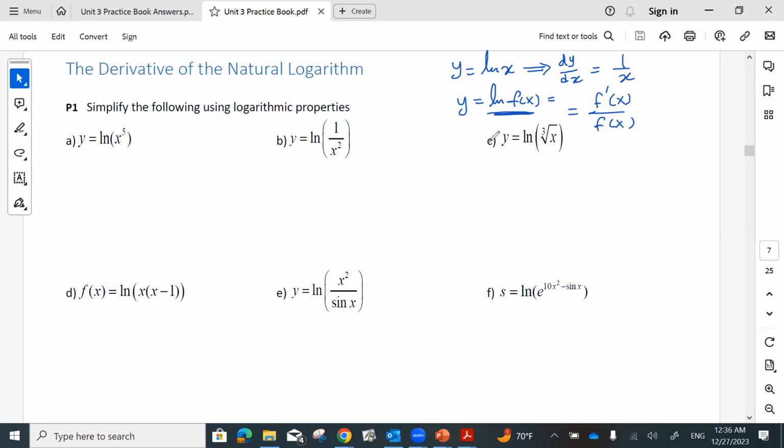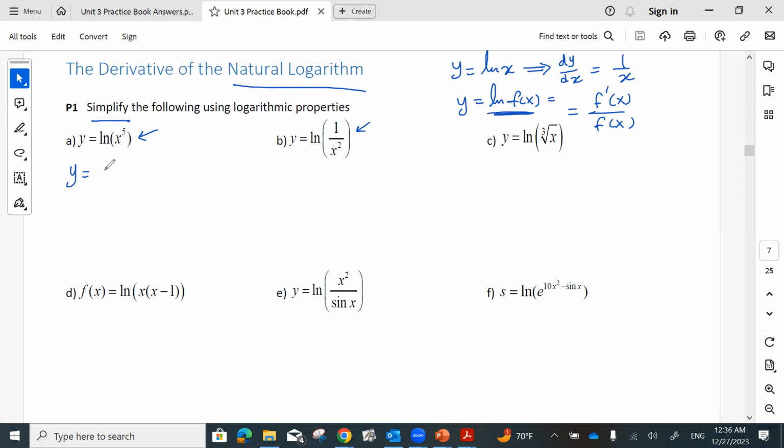But to do this in a simple way, we have to use the logarithm function rules. If you have ln of a power, ln of a division, or ln of the product of two unknowns like this, you have to simplify by using logarithmic properties. Here in this question, just simplify the following using logarithmic properties.